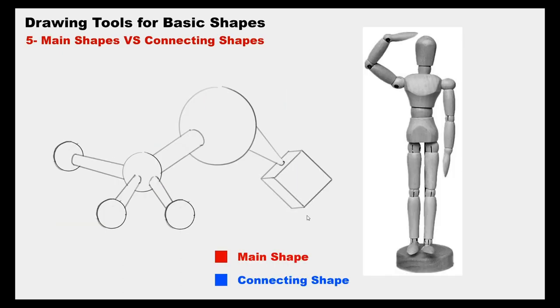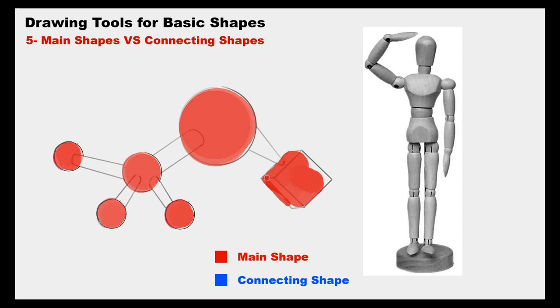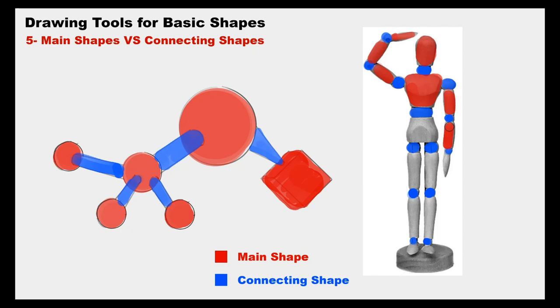The fifth tool is knowing the difference between the main shape and the connecting shape. I mentioned many times the main parts and the connecting parts, but how would you determine which is which? The main shape is usually the part where the other parts connect to, while the connecting part is the two-point line between the main shapes. For example, the torso would be the main shape as well as the arms, while the shoulder joints, the elbows, and the rest are the connecting shapes. You can also consider the area between the ribcage and the pelvis as a connecting area in between the two.